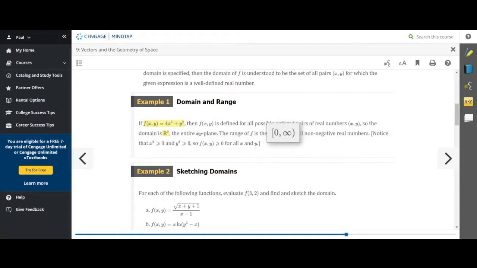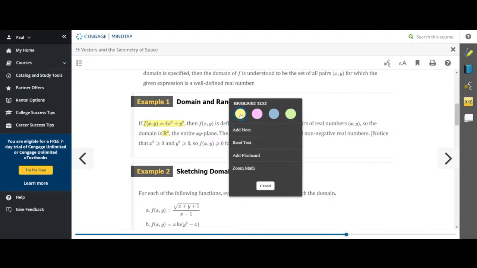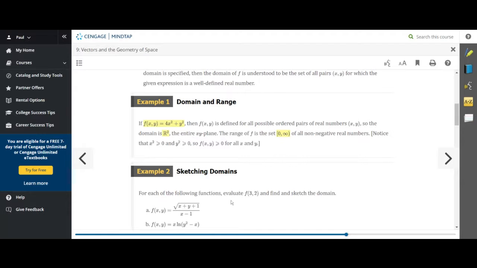I don't want that necessarily highlighted like that. Hold on, let me try to do it. It's kind of picky. There we go. Yeah, so this function, f of xy equals 4x squared plus y squared, that function is always positive, right? So the z values are always positive. So the range is going to be all non-negative real numbers. Okay, so that's like a domain and a range.